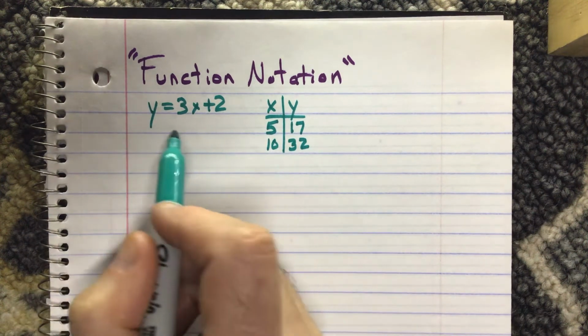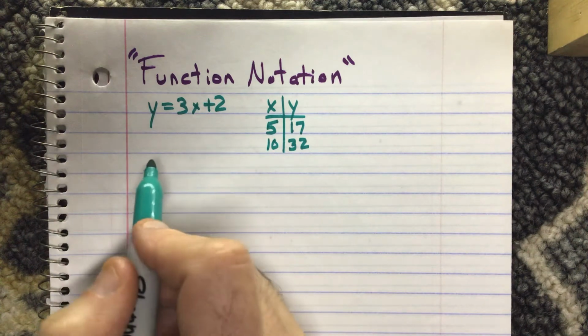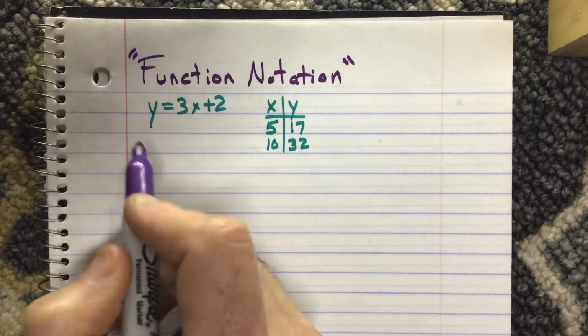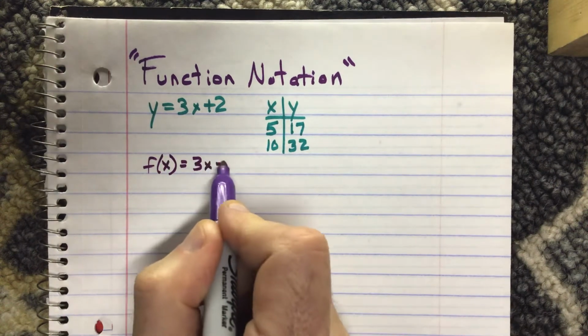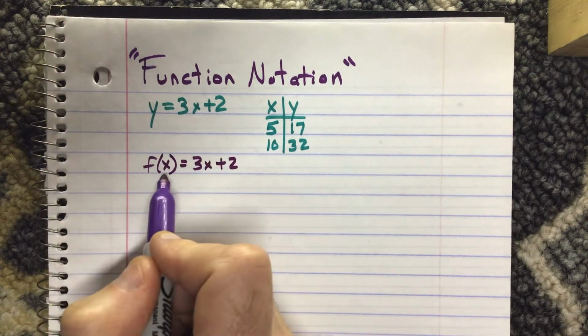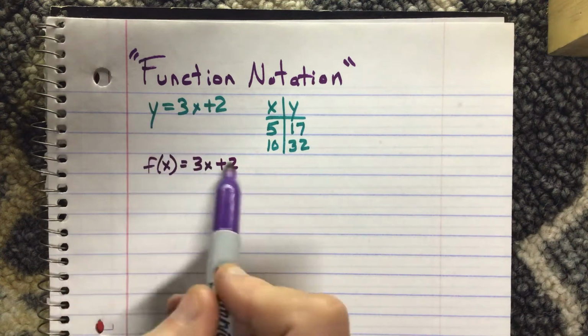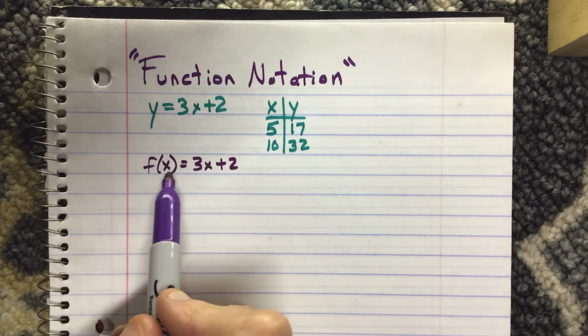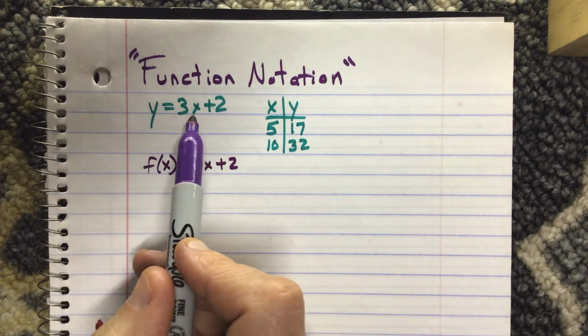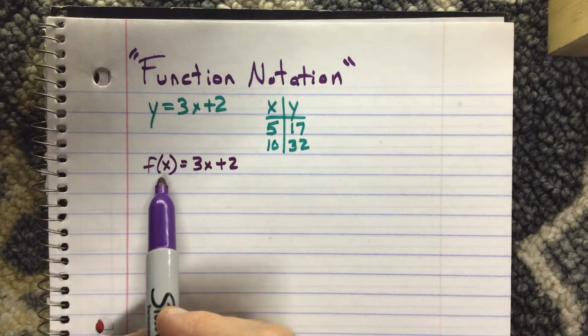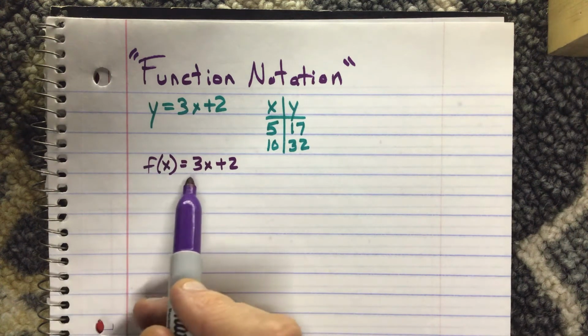Another way to write this, instead of y equals 3x plus 2, we could say f of x equals 3x plus 2. And that's what I want to talk about in this video. This is called function notation. So it's the same thing. It means the same thing. Instead of calling this y, we're calling it f of x, a function of x, because y is the dependent variable. It depends on what you choose for x. That's what you get for y.